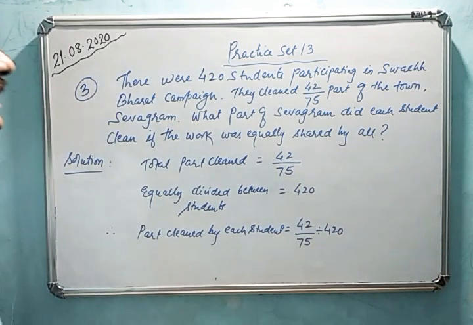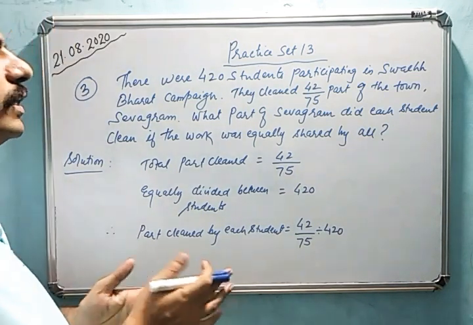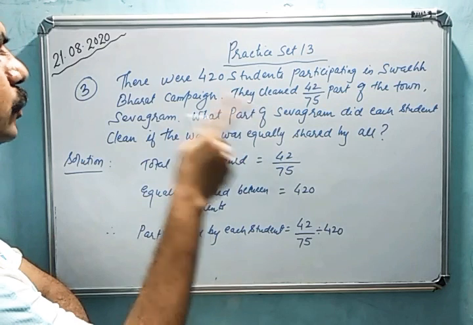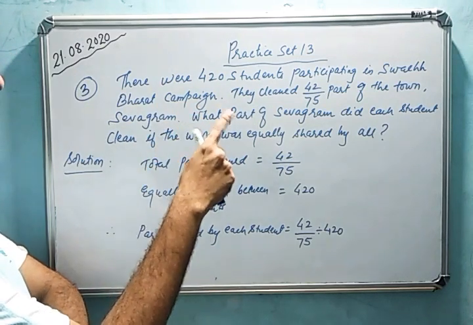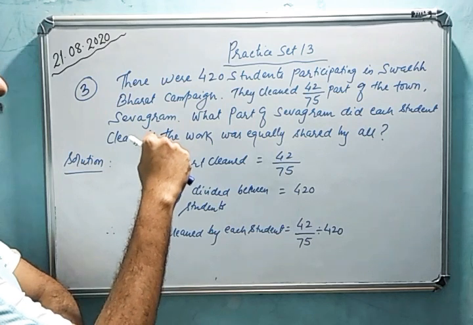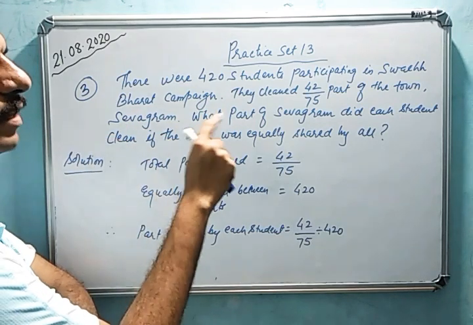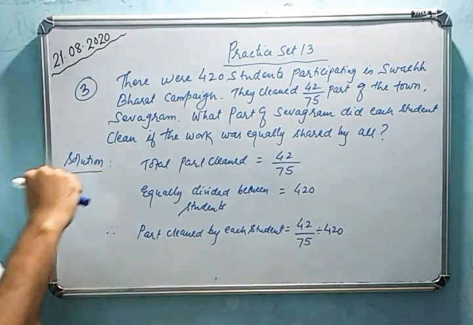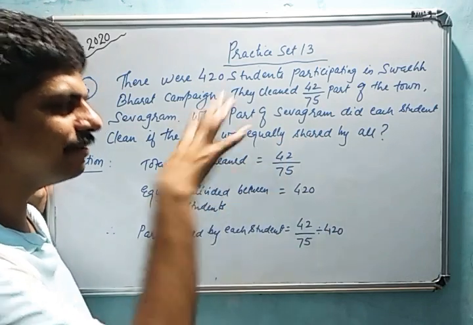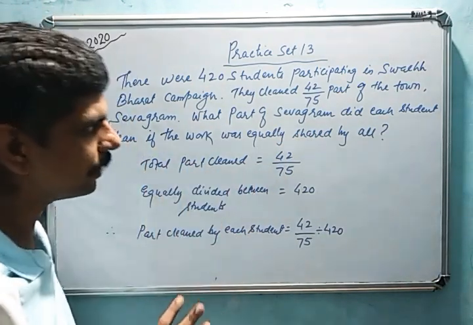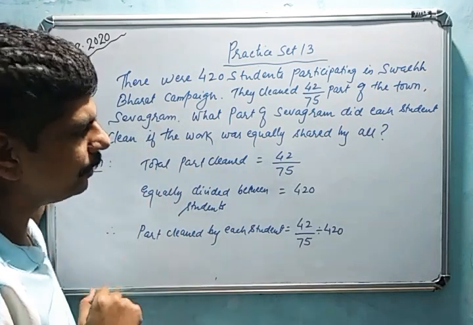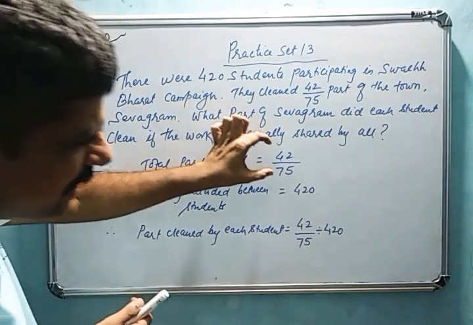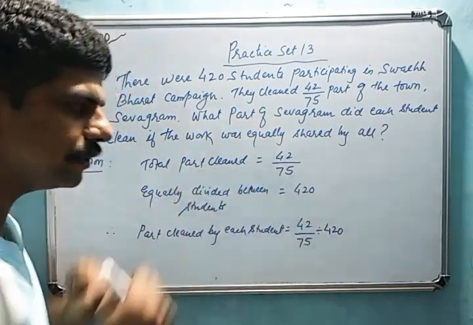Students, now we'll see third sum, that is the last sum of practice set 13. There were 420 students participating in Swachh Bharat campaign. They cleaned 42 by 75 part of the town, Sevagram. What part of Sevagram did each student clean if the work was equally shared by all? Okay. So equally shared means it is divided between each student. Okay. So total number of students are 420. So part which was cleaned is 42 upon 75. That means this much of work is divided amongst 420 students.